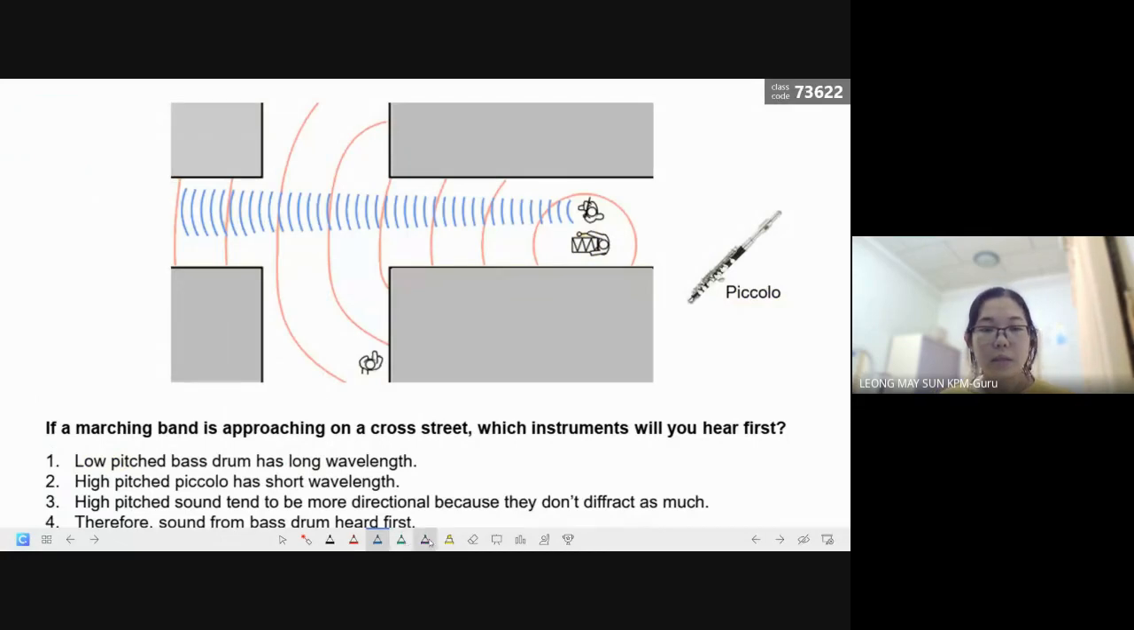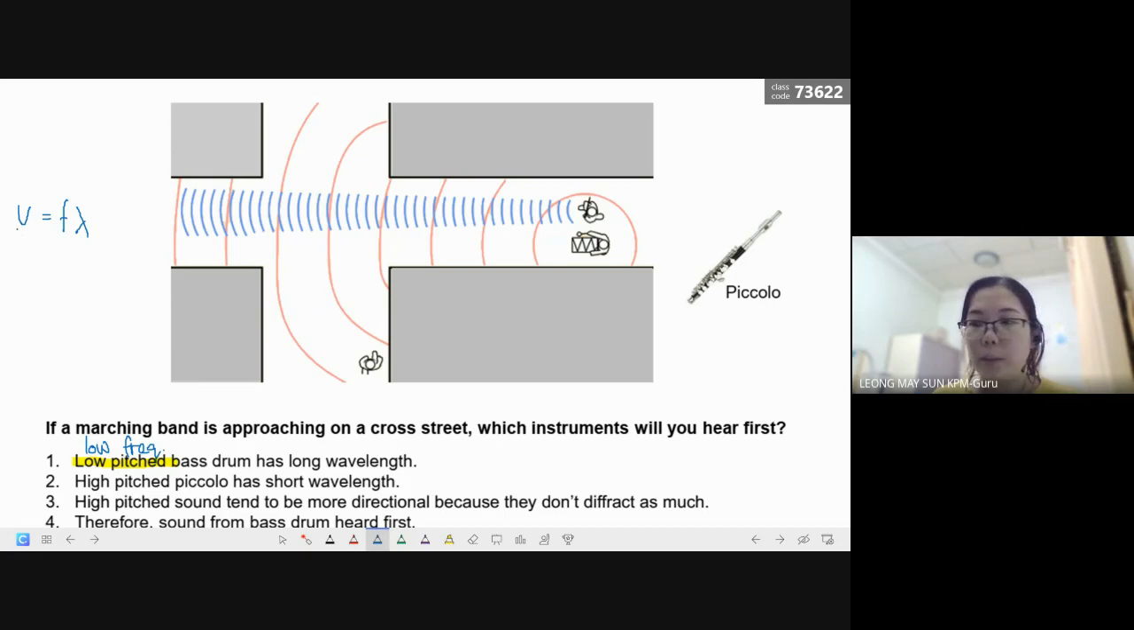Okay, so the question here says that low pitch bass drum has long wavelength. Low pitch bass drum means low frequency. How does low frequency correspond to the wavelength? Because both are sound waves. So when there is a sound wave, V equals wave speed, the speed of the sound wave. So wave speed equals frequency multiplied by the wavelength. Both are traveling at the speed of the sound wave.